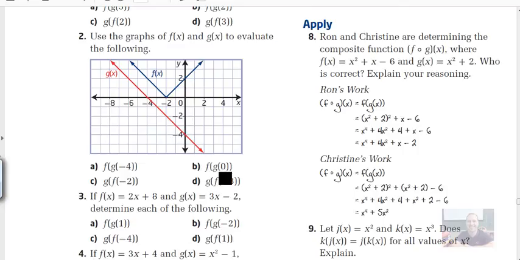Okay, let's do B. Look at g of 0. What's g of 0? Let's go to 0. Let's go to g. -4. So I put -4 into the f function. Well, go to -4, and it's up to 2. B is 2.